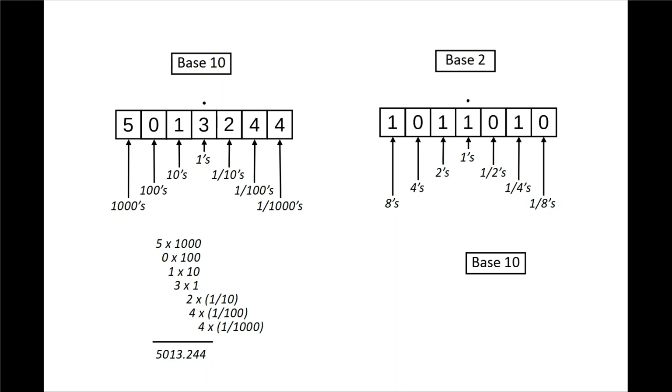Let's take a look at the base 10 representation of what this number is. We have an 8, no 4s, a 2, a single unit, no halves, 1/4, no 8ths. If we add that up, there it is. The number 1011.010 in base 2 is the equivalent of 11.25 in decimal.